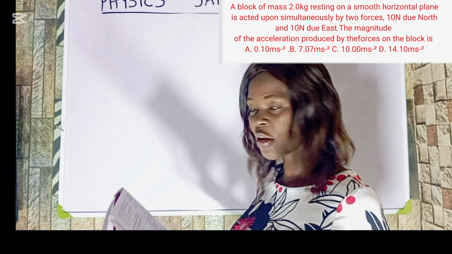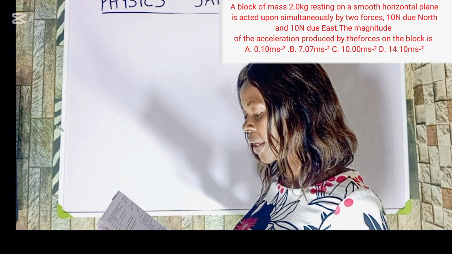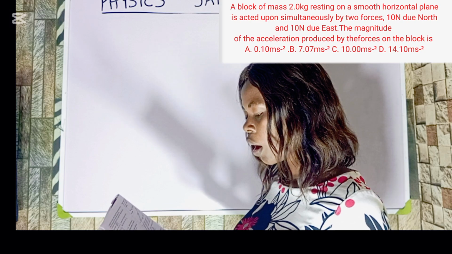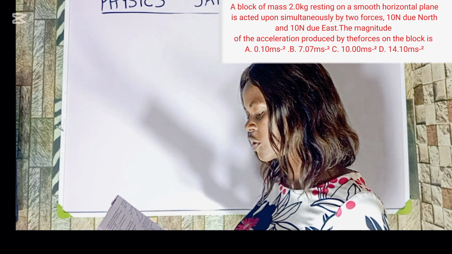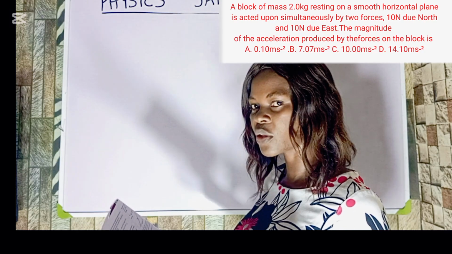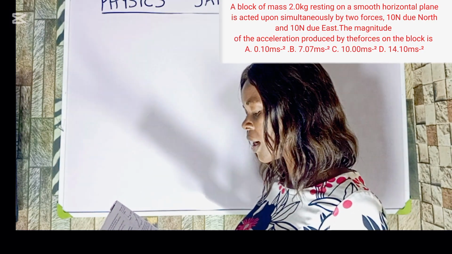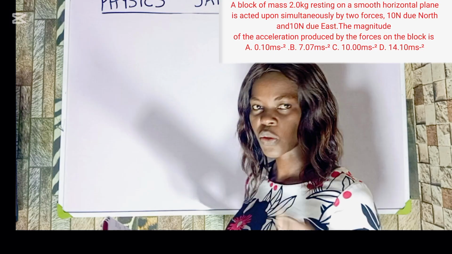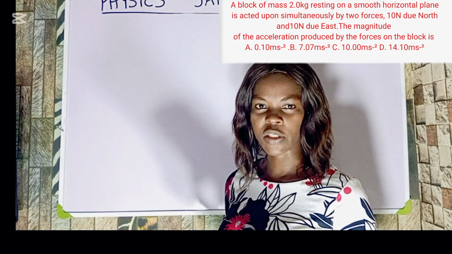Okay, so look at the options provided. Option A is 0.10 meters per second square. Option B is 7.07 meters per second square. Option C is 10.00 meters per second square. And option D is 14.10 meters per second square. So let's see what we can do to be able to solve this problem.